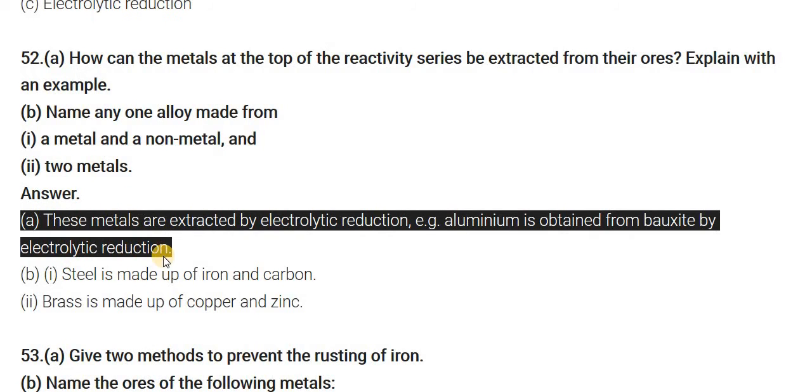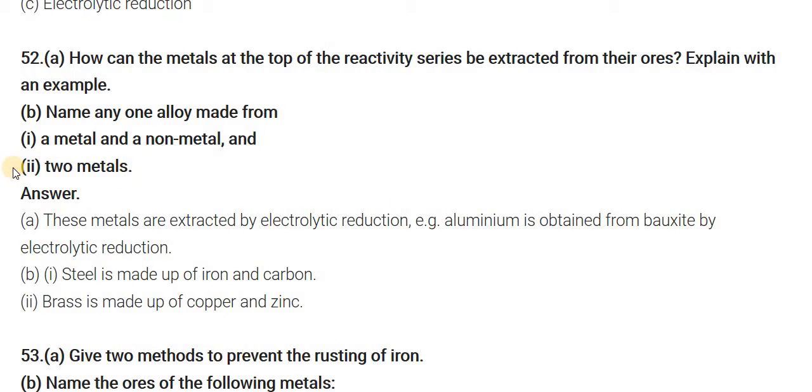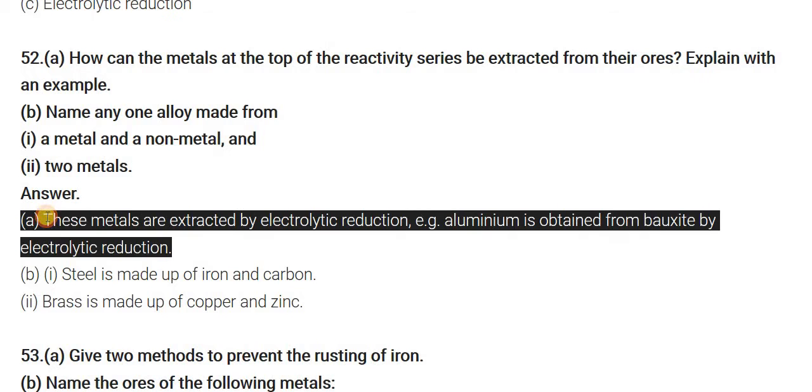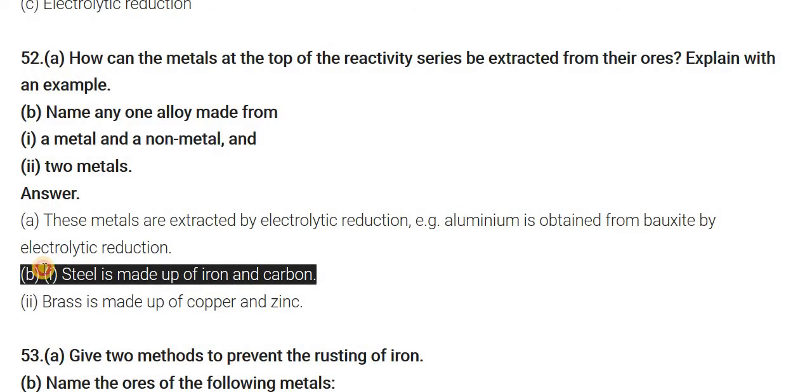As we discussed, if the metal is highly reactive, then it is extracted by electrolytic reduction. For example, aluminium is obtained from bauxite by electrolytic reduction, and sodium as well. The second question: name any one alloy made up of a metal and a non-metal. The answer is steel, because steel is a homogeneous mixture of iron, which is a metal, and carbon, which is a non-metal. So steel is made up of iron and carbon.